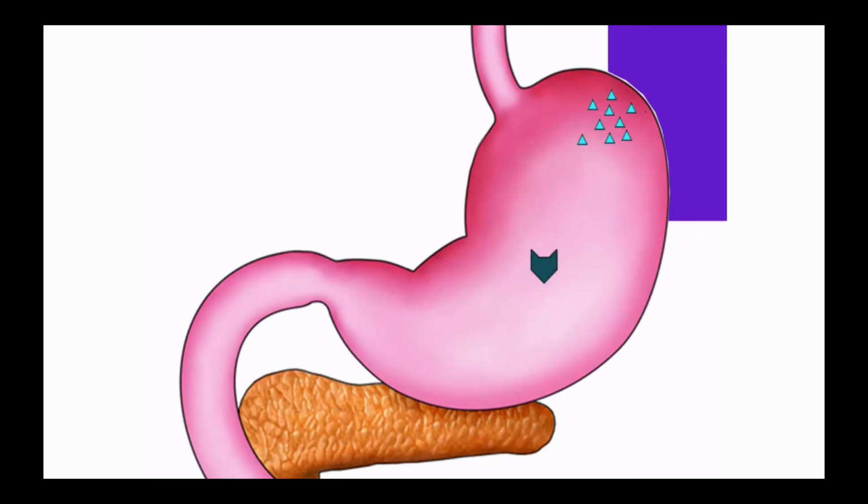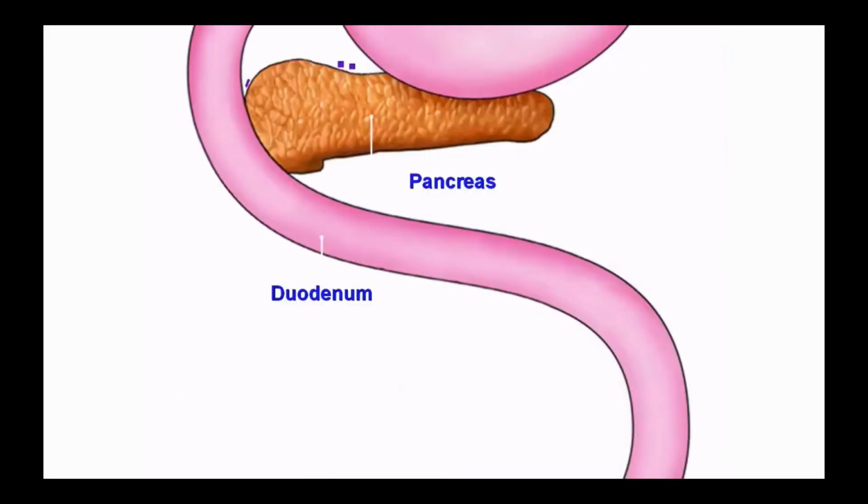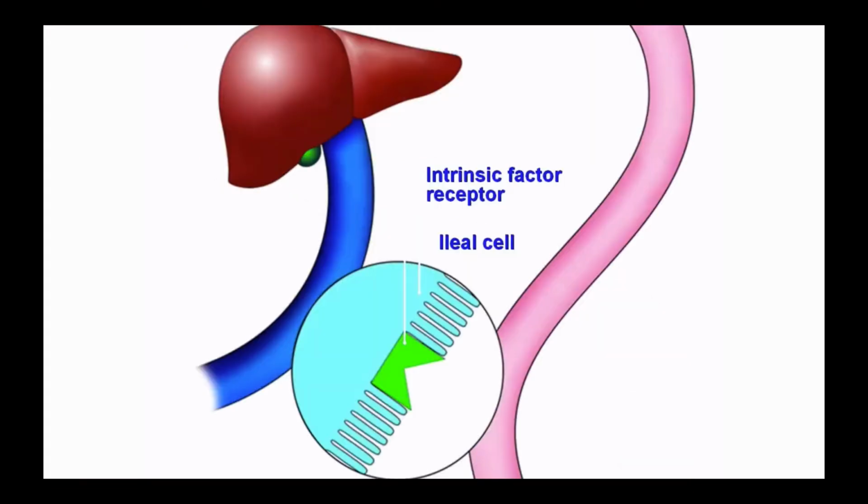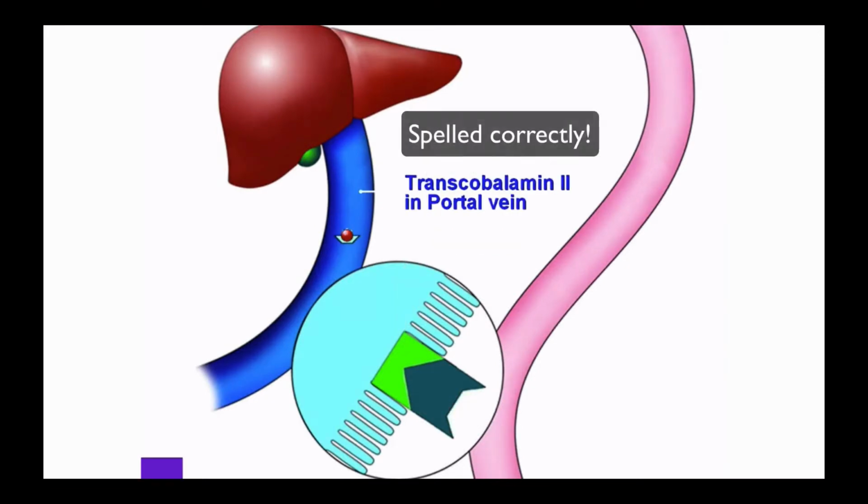The intrinsic factor is released from the parietal cell. In the duodenum, the pancreas releases proteases, which split the R binder from the vitamin B12, allowing the B12 to attach to the intrinsic factor for transport to the ileum. In the ileum, it attaches to the enterocyte to be absorbed into the portal system and is transported via transcobalamin 2 to the liver.